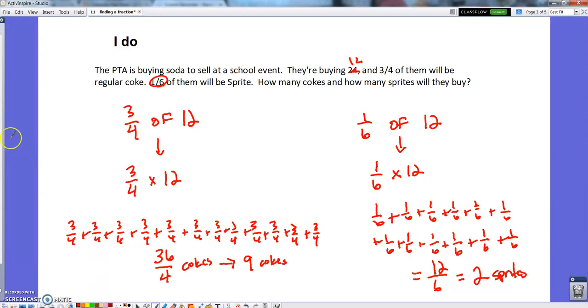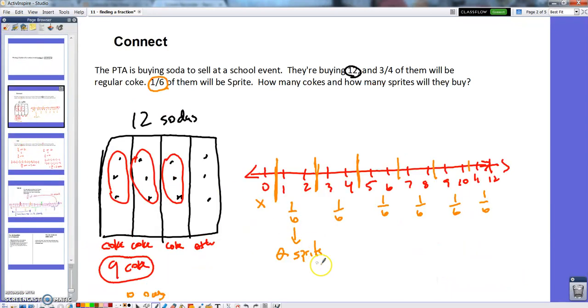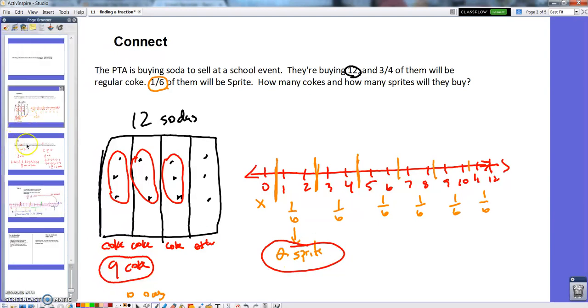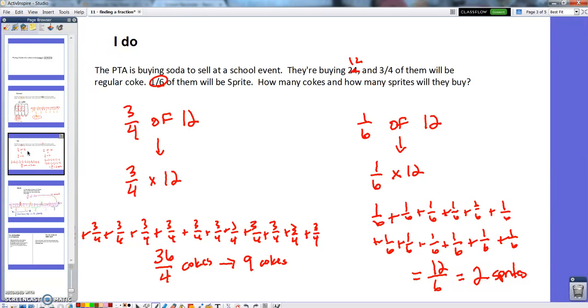And if I go back to the visual strategies, check it out. Ooh, 2 Sprites. So you'll get the same thing if you just multiply the 2 numbers. So that's your third strategy.